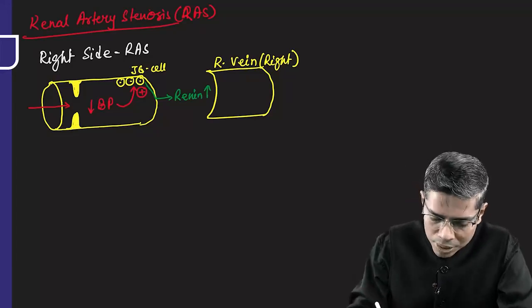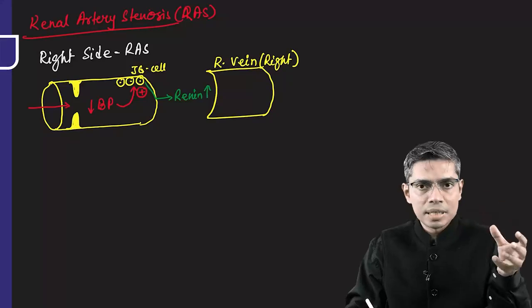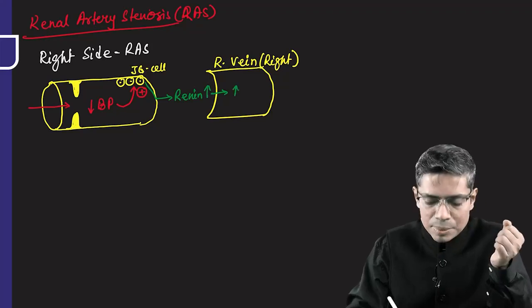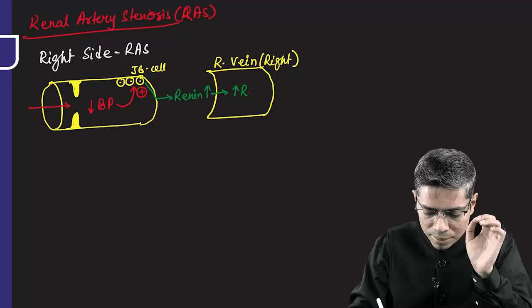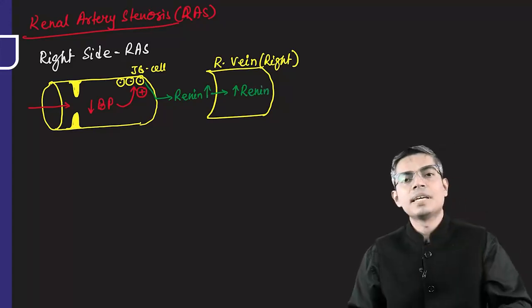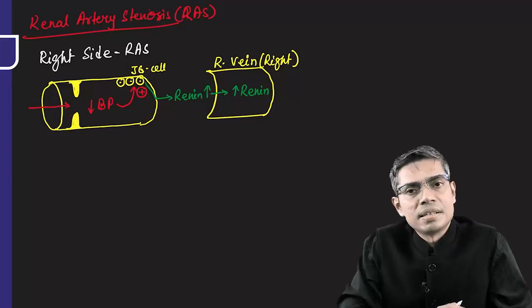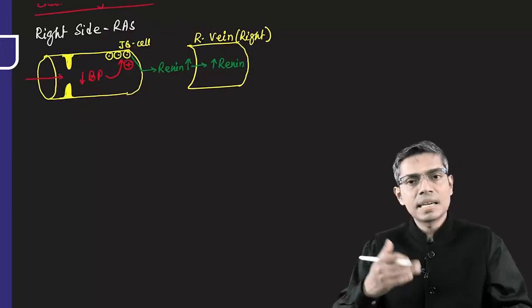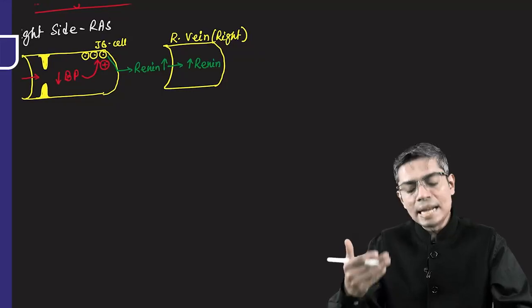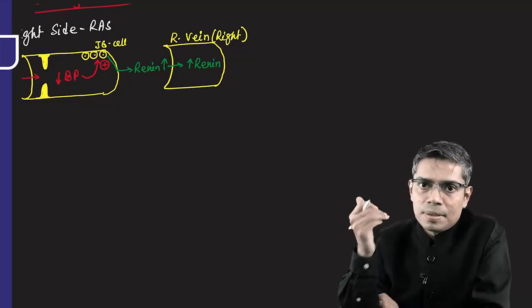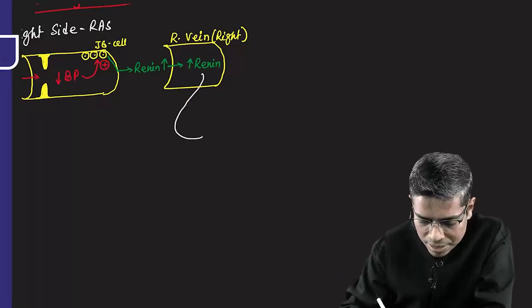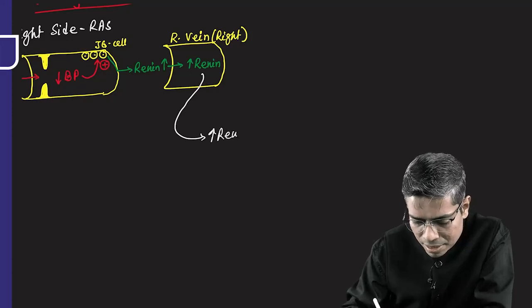Because the renin secretion has already increased at the level of the JG cell, if you measure the renin at the level of the right renal vein, you will find that the renin is very high at the level of the right-sided renal vein. Okay, fine, I think there is no problem here. Now, this increased renin will enter your systemic circulation. Obviously, from the renal vein, it will enter your systemic circulation.